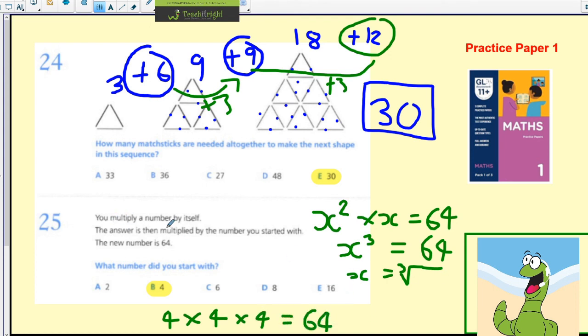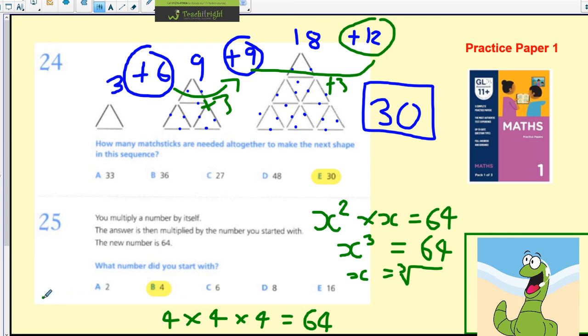And it's a bit of a strange way of writing, but if you think an answer is multiplied by itself, so 4 times 4, and it's multiplied by the number you started with, which is 4. So they could have just said times the number by itself 3 times, but no, they were trying to be a bit tricky.